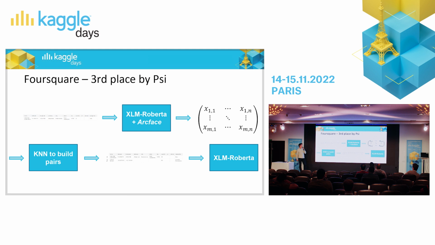This is a solution by someone who is in the room, or he left, I don't know. Oh, he's here. This is the third place solution to the Foursquare competition. So Sai used a quite clever approach. It combined the retrieval and embed technique in order to build a good set of candidates for his model. He used Roberta, which he pre-trained using ArcFace. And using this Roberta with ArcFace, you do your KNN, and you have a clever set of candidates which can be fed to a classification model like the one I described earlier.